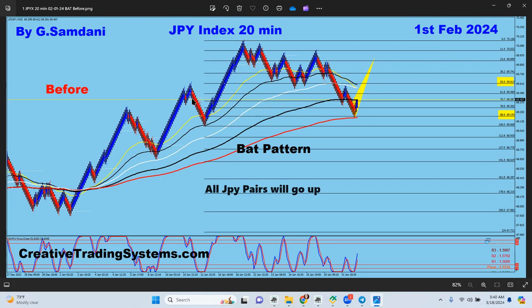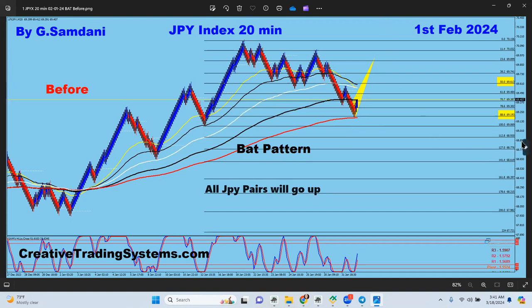Let me take you back a little bit to February 1st, 2024. This is the chart I made. It's like a harmonic pattern, a bat pattern. I mix and match harmonic patterns, Elliott wave, and SNR levels. This is the system it's all about. This was the chart I made, the bat pattern: all yen pairs will go up.